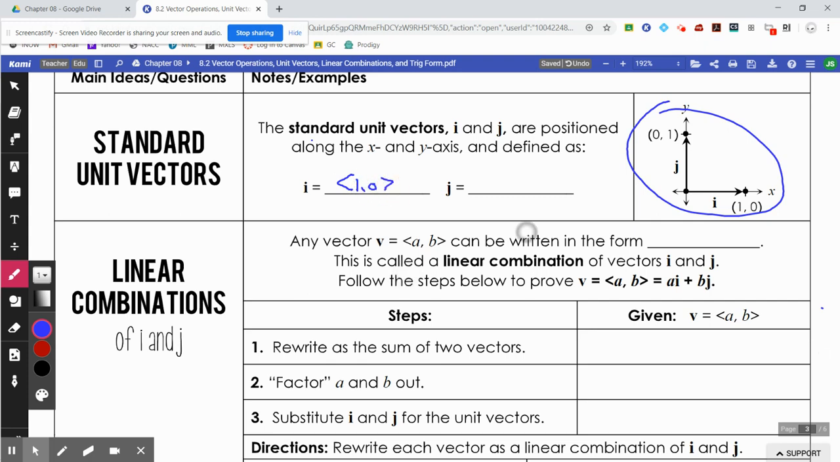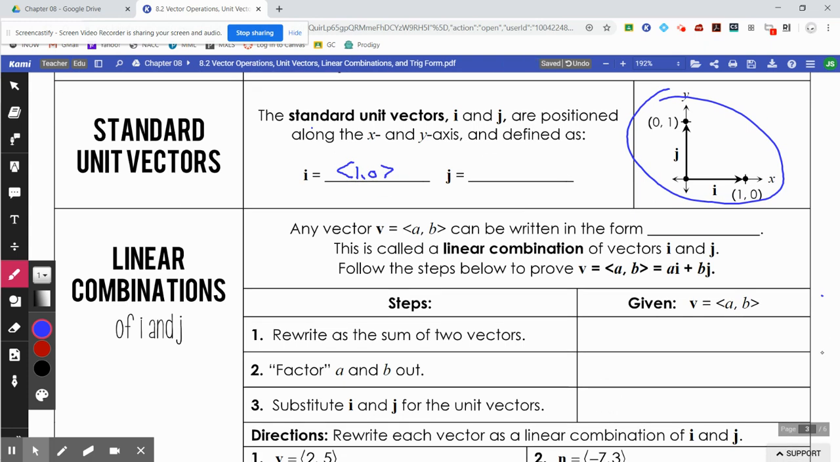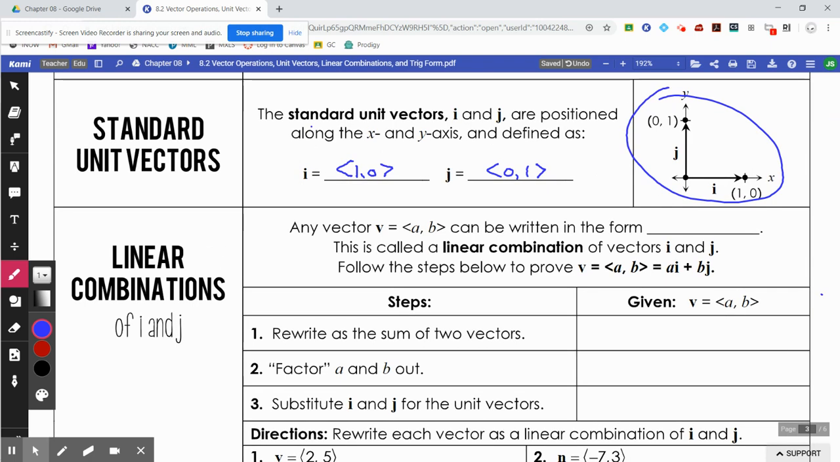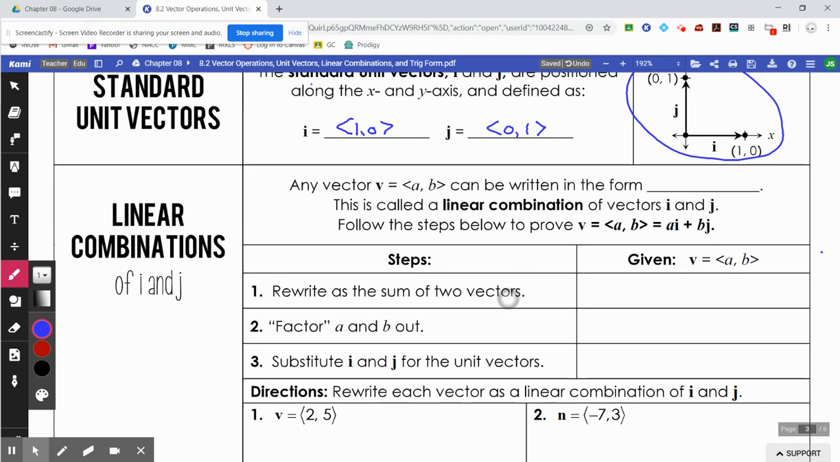And again, notice I say unit vectors. Both of these are units because they have a length of 1. And vector j being the vector 0, 1. And we can use these two vectors to write each of our vectors in a new form as a linear combination. Any vector, which looks like this, can be written in the form a times i plus b times j. This is called a linear combination of vectors i and j.